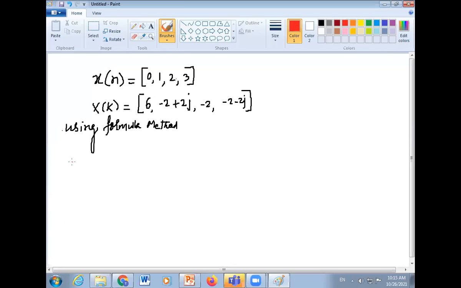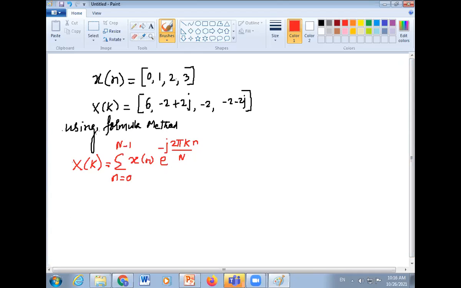So now the formula for this DFT is X of k is equals to summation n equals to 0 to N minus 1, x of n into e power minus j 2 pi k n divided by capital N. Okay, X of k equals summation n equals 0 to N minus 1 x of n e power minus j 2 pi k n by N.